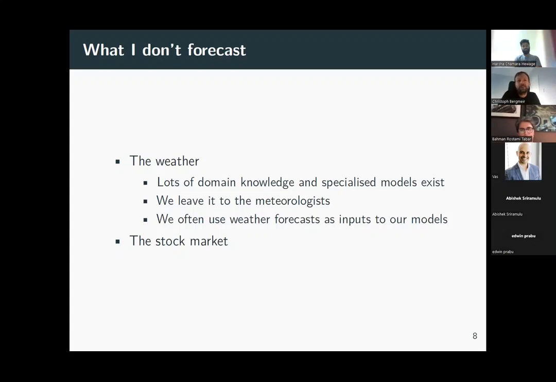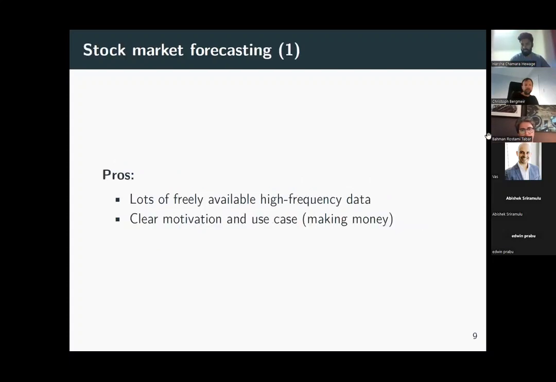And that's what people usually ask me first, like, oh, do you do this? Do you do that? Two notable examples are the weather, because for the weather we have lots of domain knowledge and specialized models. So we leave it to the experts in that domain, which are the meteorologists. But we often use weather forecasts as external inputs to our models. Another thing I don't really forecast is the stock market.